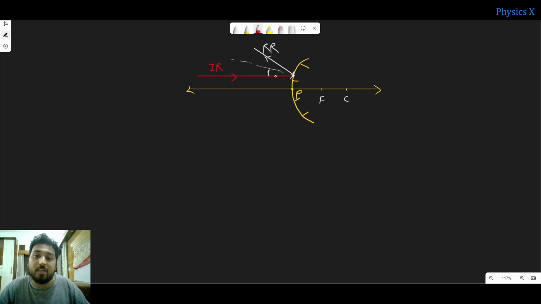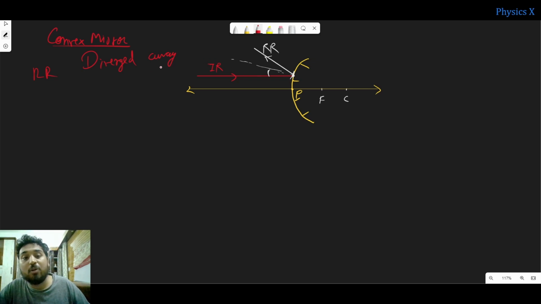Now observe that the incident rays, when made parallel to the principal axis, diverge away. The reflected rays diverged away. So you can see this convex mirror, that it is diverging these incident rays.